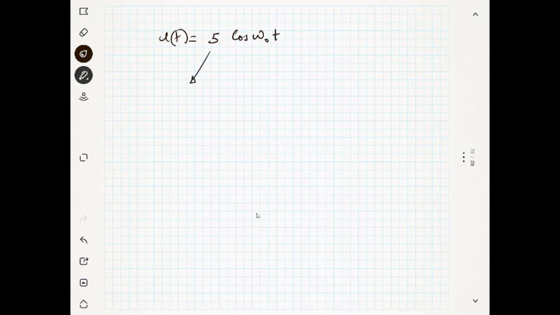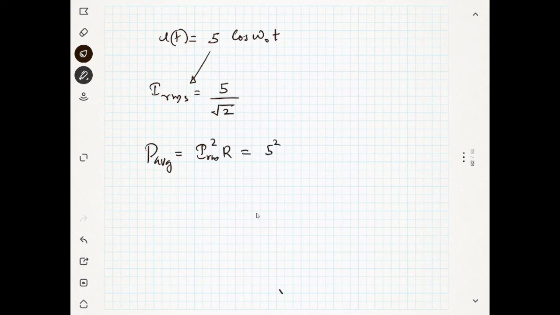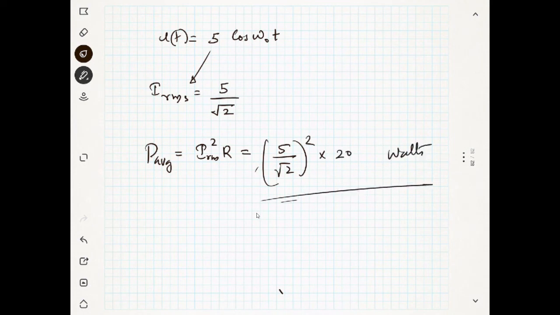And I told you about the RMS value. If I know the maximum value, I just divide it by the square root of 2 to get the RMS value. So the average power I can find using RMS: I RMS squared into R. It is 5 by square root of 2, the whole squared, into R, which is 20. So this much watts. That is the average power. Got it?